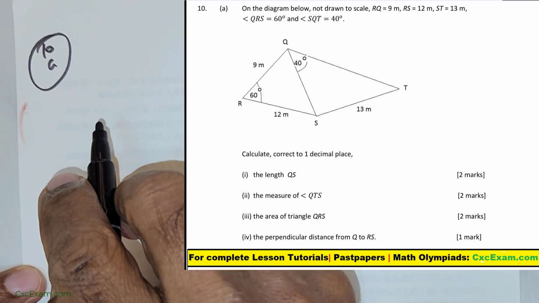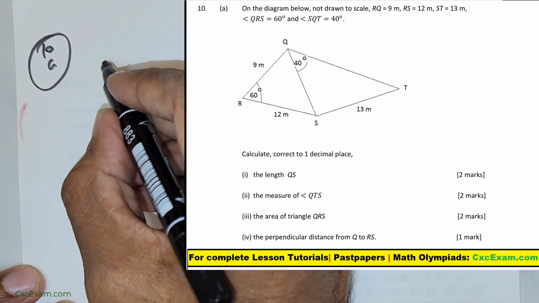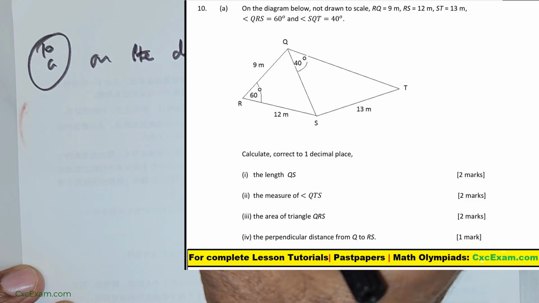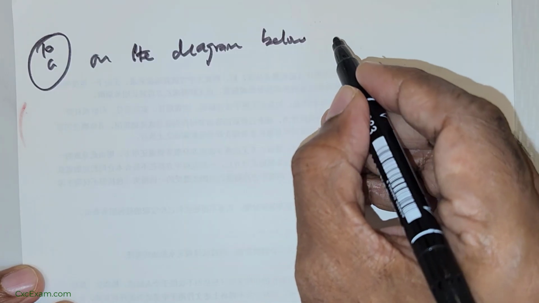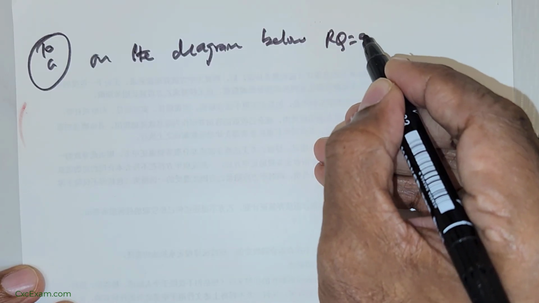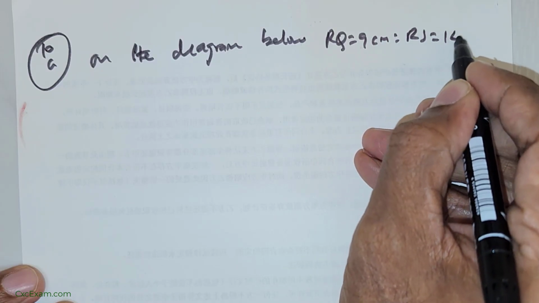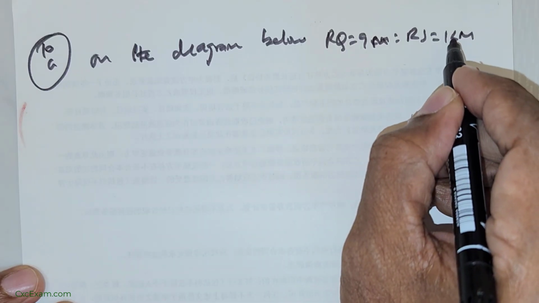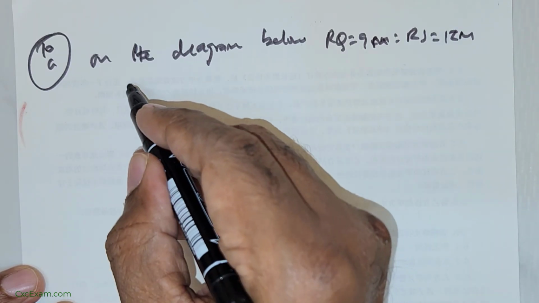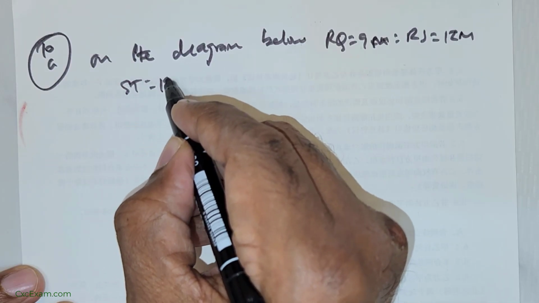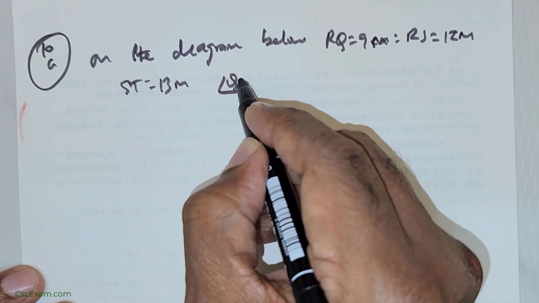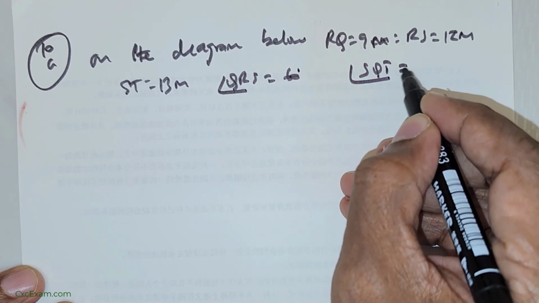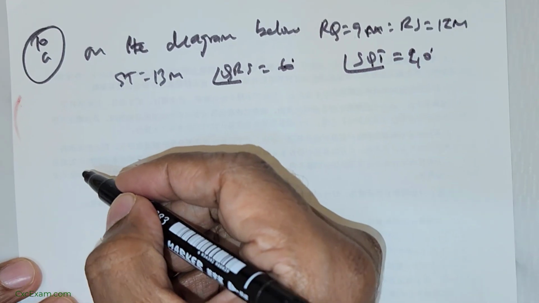Okay, so this is question number 10. Let me write this down on the diagram below. You have RQ is 9 m, RS is 12 m, ST is 13 m, angle Q R S is 60 degrees, angle SQT is 40 degrees.